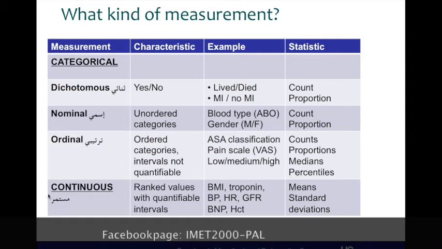The data that are a lot richer to use are continuous data, and these are ranked values with quantifiable intervals. Examples here would be body mass index, troponin values, blood pressure, heart rate, glomerular filtration rates, BNP values, hematocrits. These are usually normally distributed in populations and are expressed as means with standard deviations, sometimes with medians and percentiles, depending on the distribution of the data. And we'll talk about what that means in a minute.